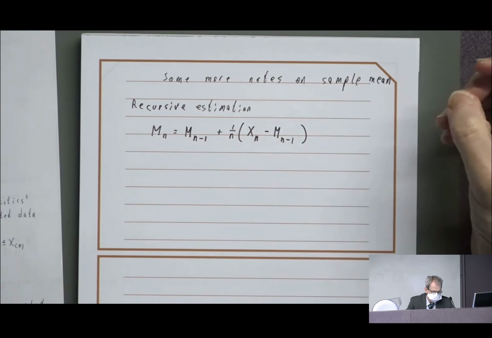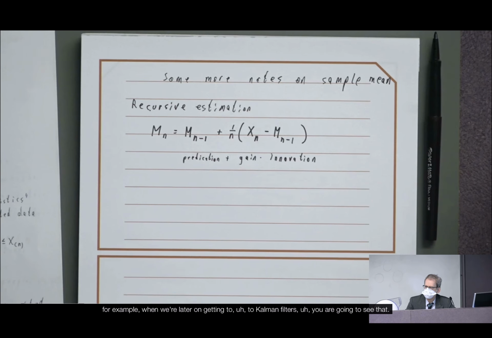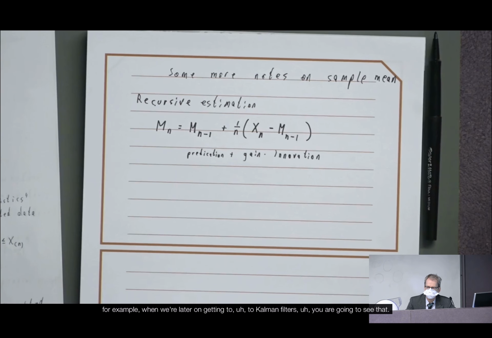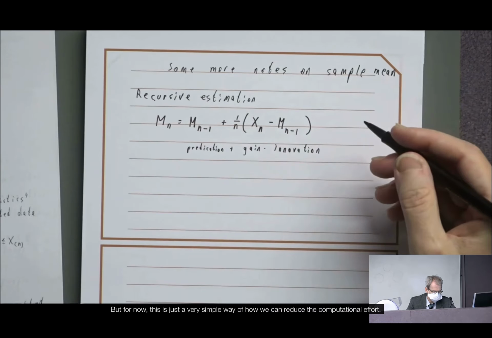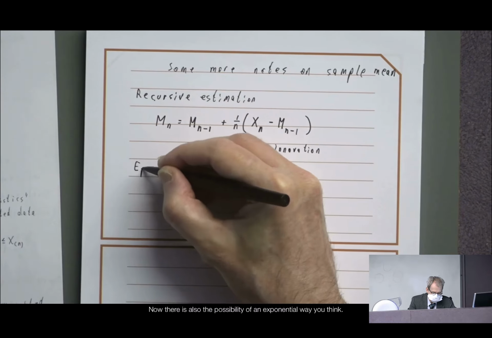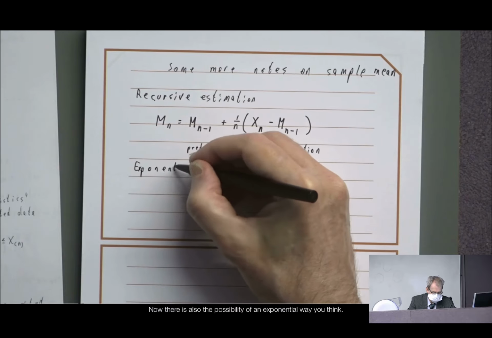So the main reason why this is interesting is that you can phrase this as a prediction plus gain times innovation. That is a principle that we are going to encounter again and again when we're doing estimation. For example, when we later get to Kalman filters, you are going to see that very same principle. But for now, this is just a very simple way of how we can reduce the computational effort.